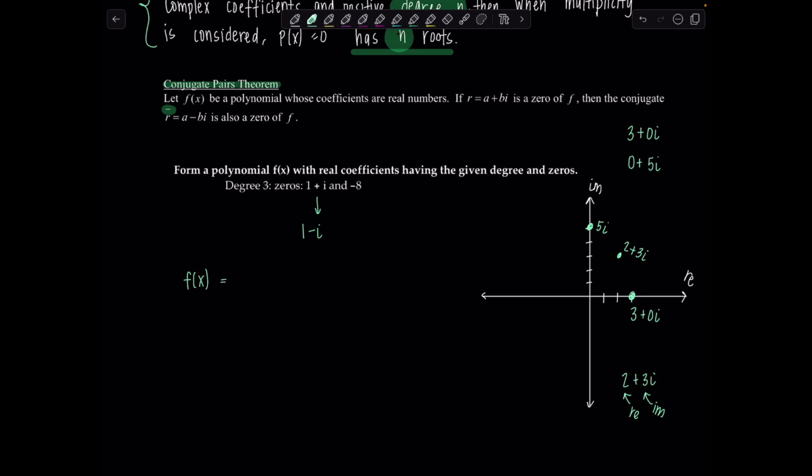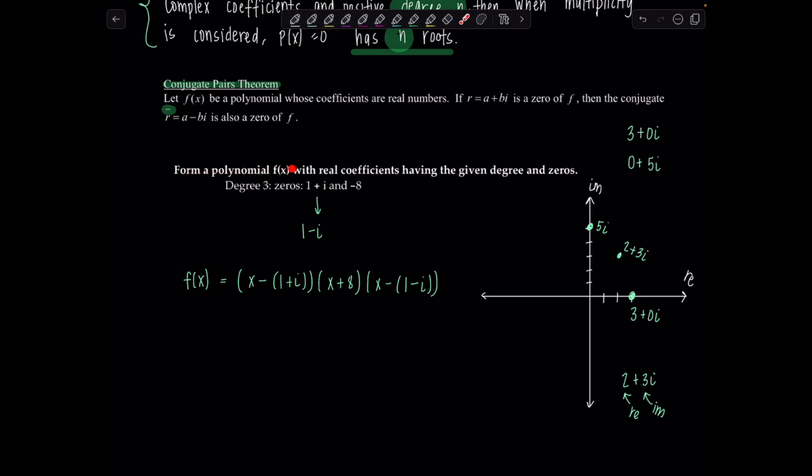So how do we form a polynomial with these zeros? Well, I'm going to use the fact that if something is a zero of a polynomial, x minus that number is a factor of the polynomial. Namely, x minus 1 plus i, x minus negative 8, which is x plus 8, and x minus that third zero that we squeezed out, 1 minus i, are all factors of the polynomial. This makes sense, because if I set each factor equal to 0, using the zero product property, I would get back 1 plus i, negative 8, and 1 minus i as zeros for f of x.